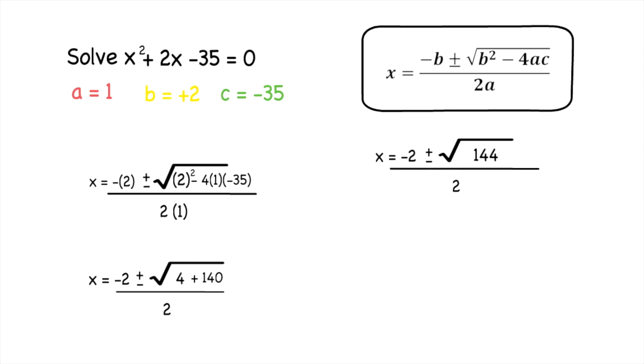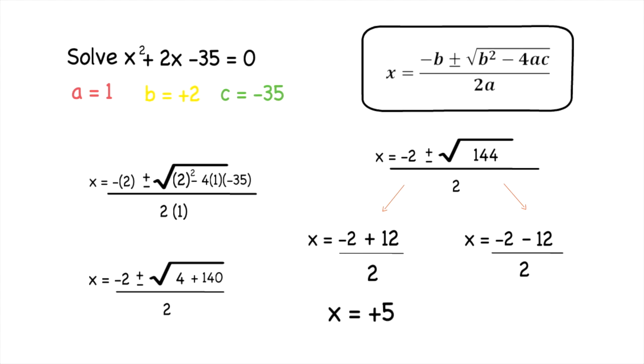And then that's when I can take my equation in one of two ways. So either x equals negative 2 add 12, which is the square root of 144, and all of that divided by 2. Or x equals negative 2 take away 12, divided by 2. So that means that x equals a positive 5, or x equals a minus 7.